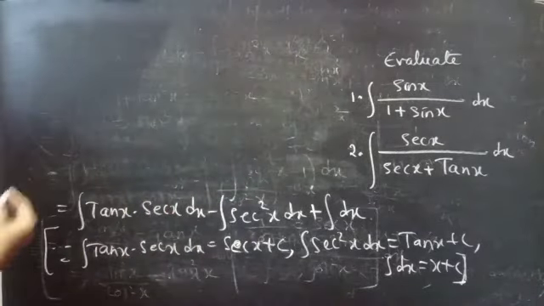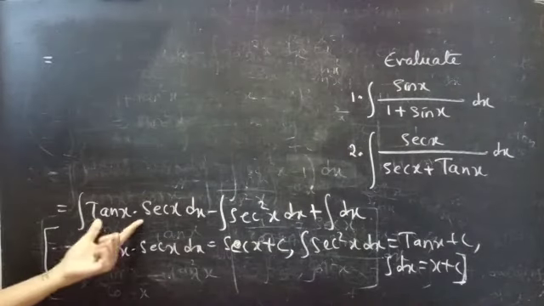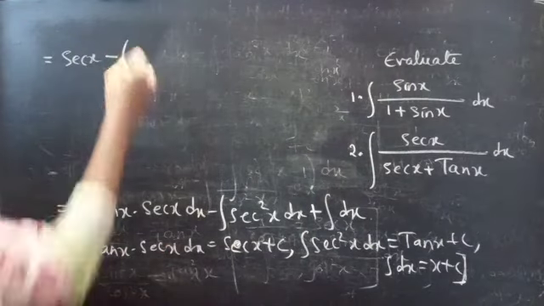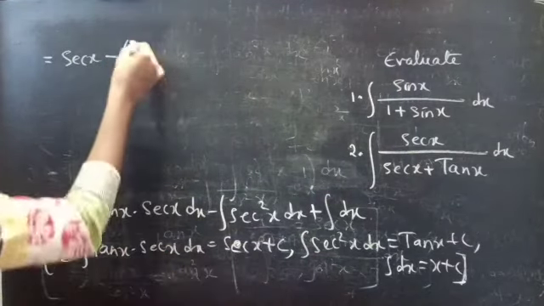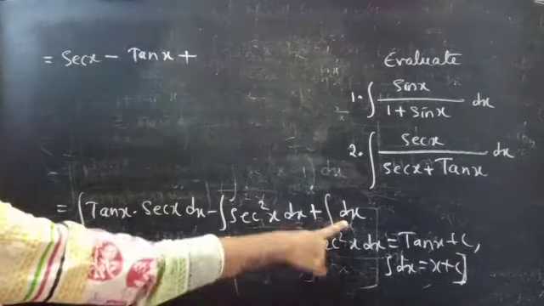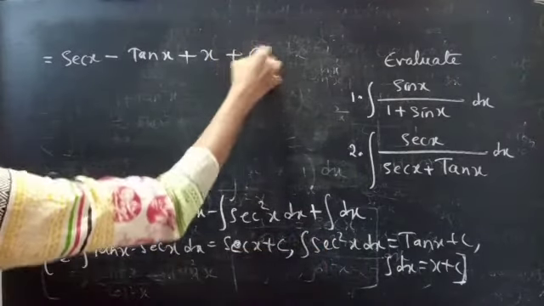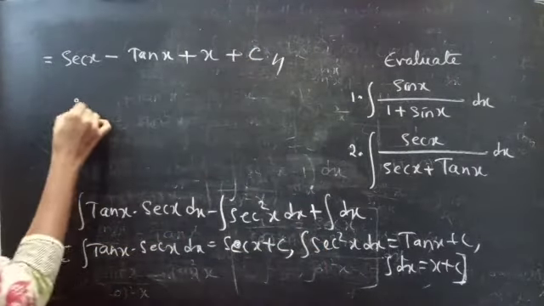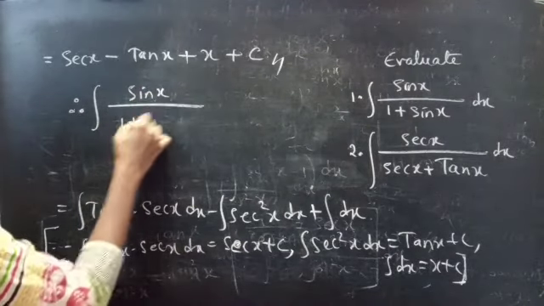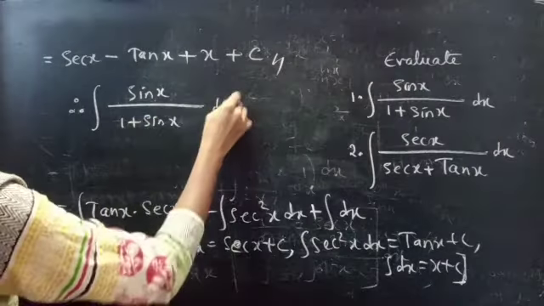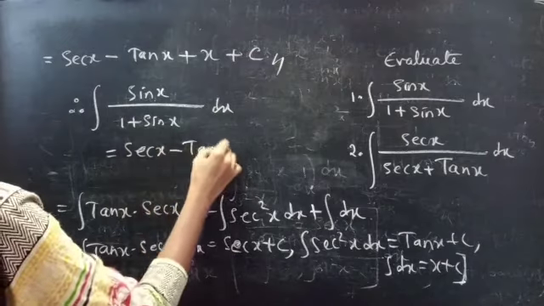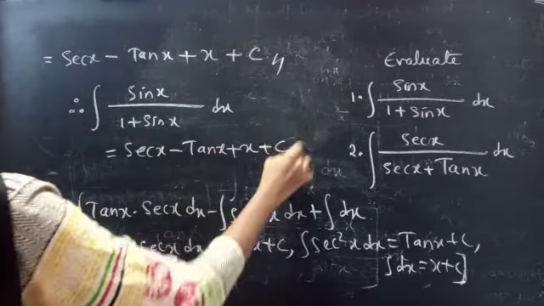So we'll get the integral of tan x secant x dx equals secant x, minus the integral of secant square x is tan x, plus the integral of dx is x, plus the integral constant c. Therefore the integral of sin x by 1 plus sin x into dx equals secant x minus tan x plus x plus c.